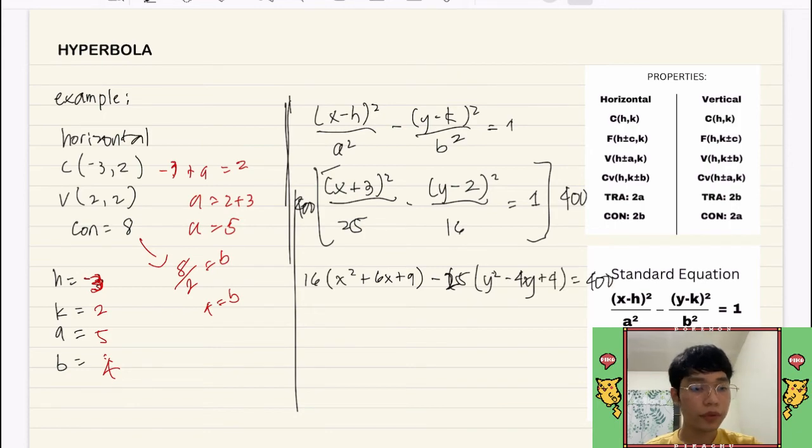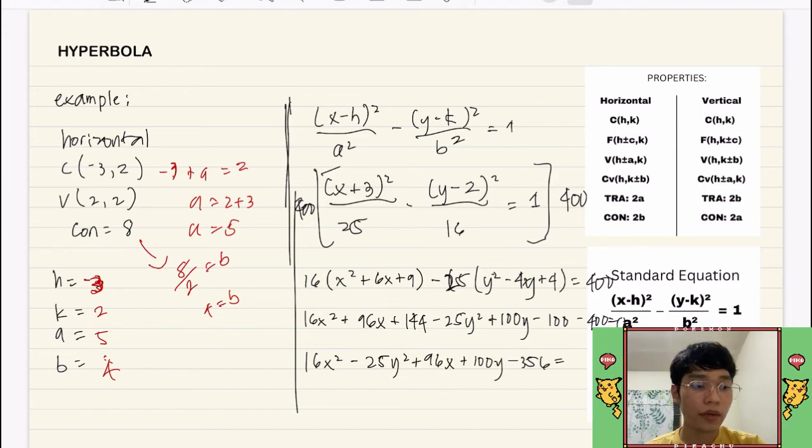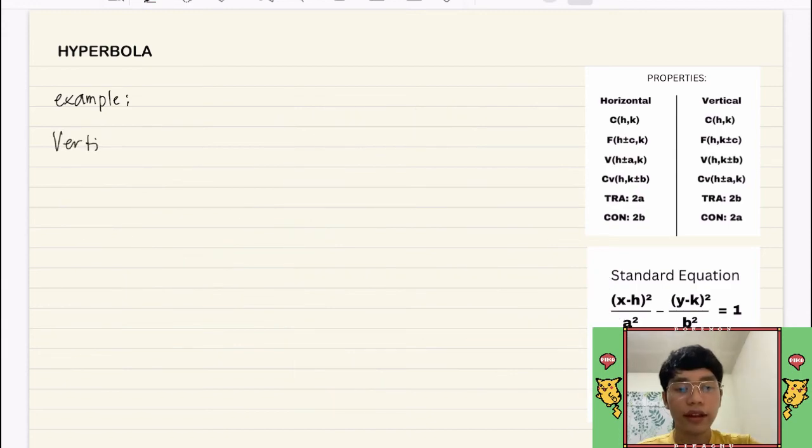So let's distribute. We have 16x squared plus 96x plus 144 minus 25y squared minus 100y minus 100 minus 400 equals 0. So combine like terms, we can now have 16x squared minus 25y squared plus 96x minus 100y minus 356 equals 0 as your general equation. So let's try another example.